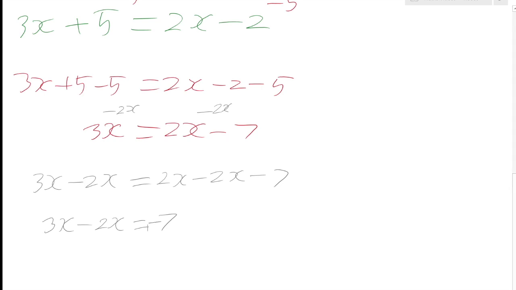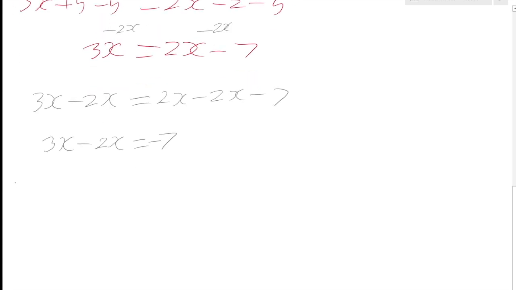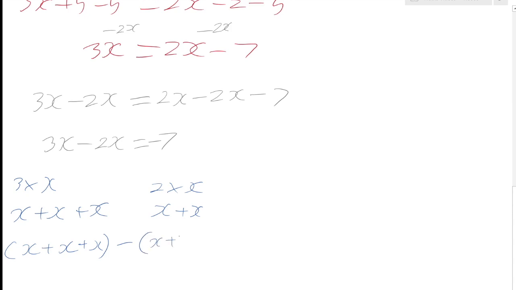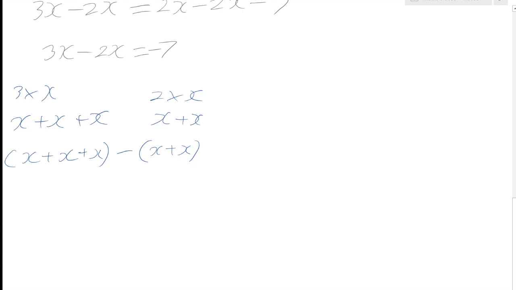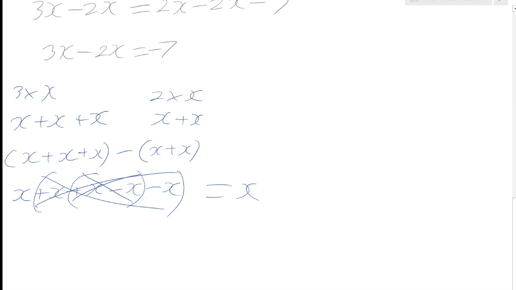So what do we do about this 3x minus 2x? Well, 3x is just 3 times x, or x plus x plus x. 2x is just 2 times x, or just x plus x. So what I'm doing is x plus x plus x minus (x plus x). Watch the brackets here, because when I multiply that negative through into the second bracket, the plus sign changes to a minus. And obviously we've got a plus x minus x here, so that cancels. Then we've got a plus x minus x there, and that cancels, and we get that equals x. So 3x minus 2x equals x.